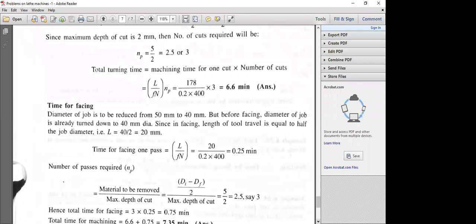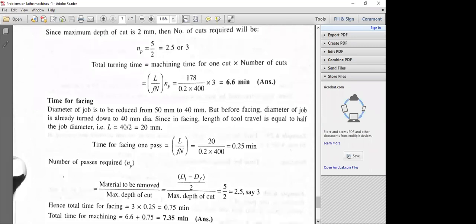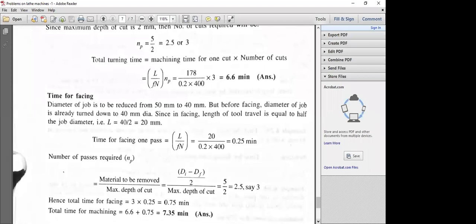So what is the total machining time for facing? The time taken for one pass is 0.25 into 3. That is 0.75 minutes. So what is the total time for machining? Total time for machining is the total turning time plus total facing time. Total time taken for turning plus total time taken for facing: 6.6 plus 0.75.